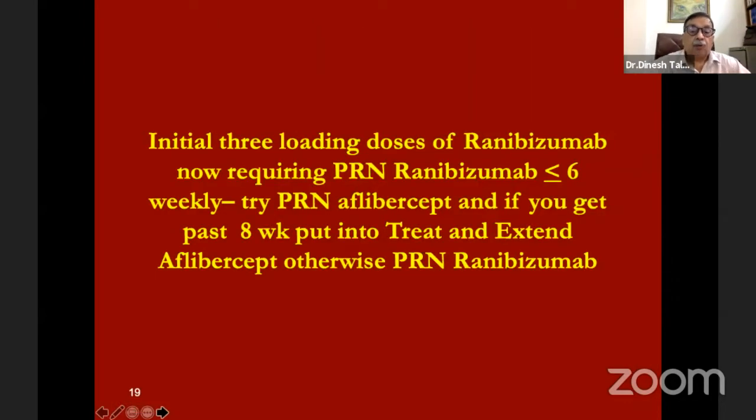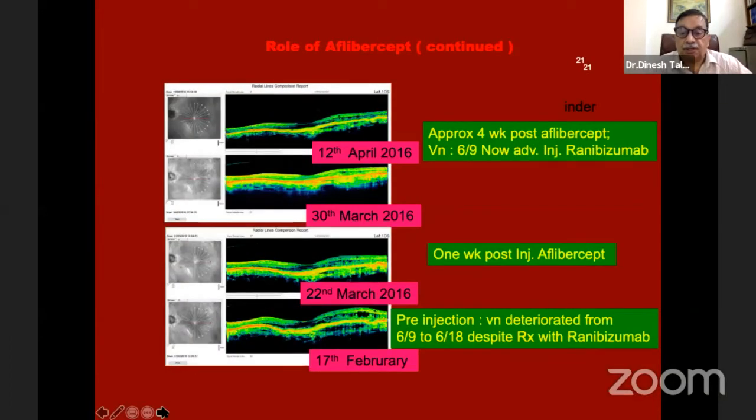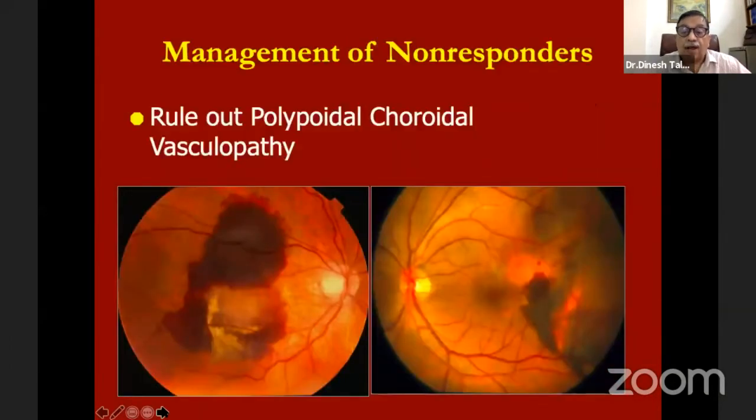Now, there are cases where sometimes the initial 3 loading doses of ranibizumab are given, and now PRN ranibizumab is being given every 6 weekly. Now try this patient on PRN aflibercept. And this is what was done here. The patient was given aflibercept and it resolved. So it helped to give us a rescue in these patients. And then we could maintain him back on ranibizumab.